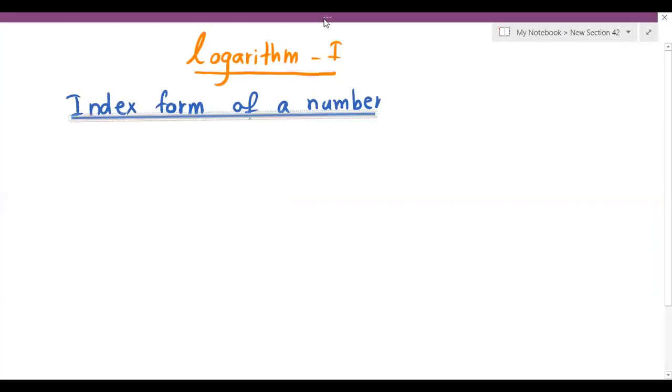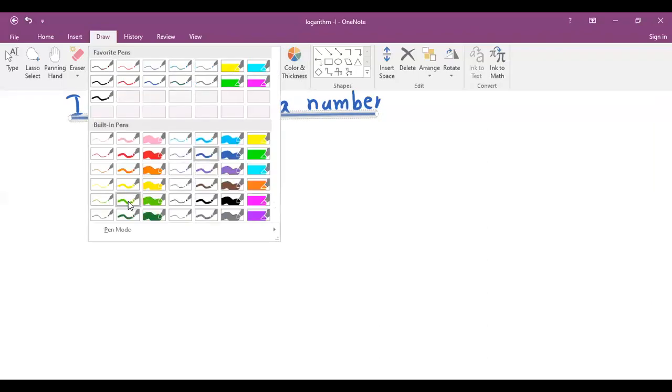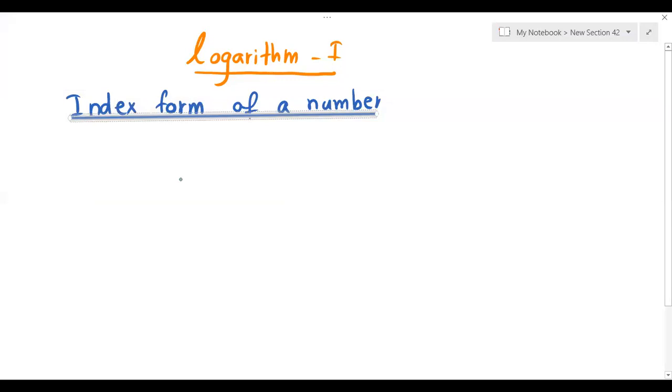You may think that we can obtain a particular number by multiplying a particular number repeatedly many times. Say I multiply 2 repeatedly 5 times, then I can obtain an answer. Look, 2 into 2 is 4. 4 times 2 is 8. 8 times 2 is 16. 16 times 2 is 32.